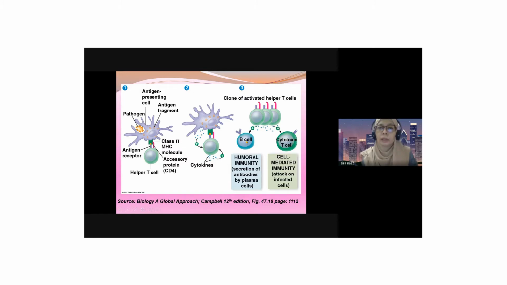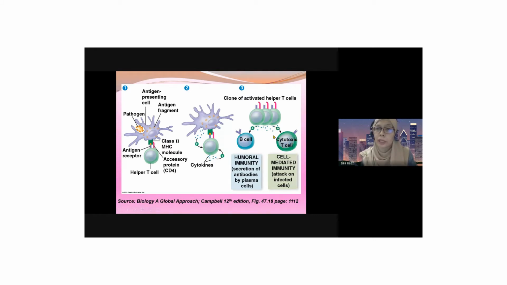And once these B cells are activated, they will increase in size, form clones of effector cells, and then differentiate into plasma cells and memory B cells. Okay, so then plasma cells will secrete antibodies and form antigen-antibody complexes and will be eliminated. Or the helper T cells, the clone of activated helper T cells, may activate the cytotoxic T cells.